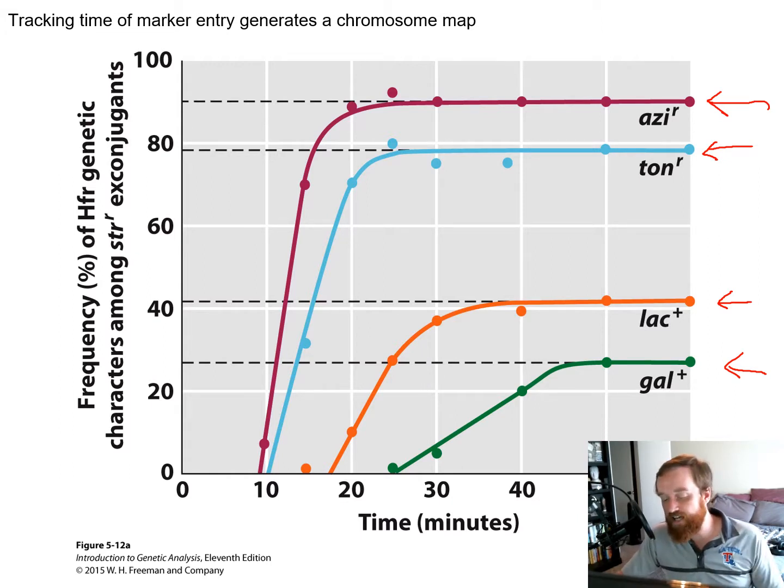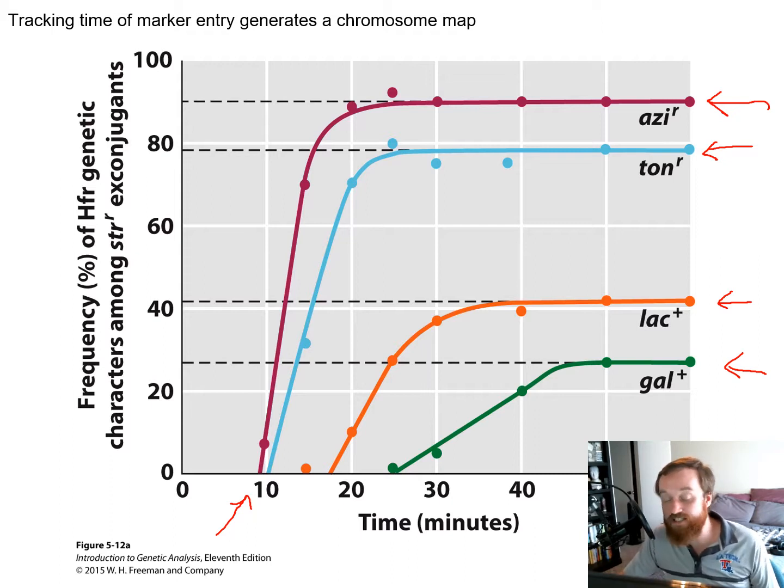Now you'll notice that as we go further down the chromosome, nothing appears to get as high efficiency or frequency as the ones that crossed first. So galactose and this AZI resistance are not on the same level. They both plateau, but one plateaus at about 90%, the other at about 42%.